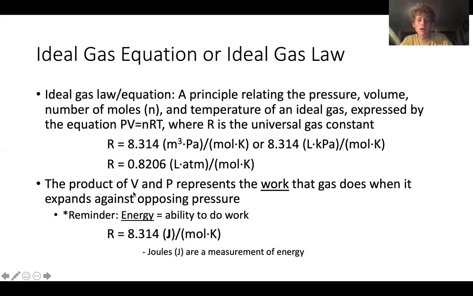The product of volume and pressure represents the work that the gas does when it expands against opposing pressure. So here at the bottom, this is basically putting energy into that gas constant. This is just a reminder: energy is basically the ability to do work. If we manipulate this a little more, we see in these upper values meters cubed times pascals, or liters times kilopascals, or liters times standard atmospheres. That's volume times pressure. Meters cubed and liters are units of volume, and pascals and standard atmospheres are units of pressure. So volume times pressure is the ability to do work, which is energy. So we can rewrite the units as 8.314 joules per mole Kelvin, and joules are a measurement of energy.